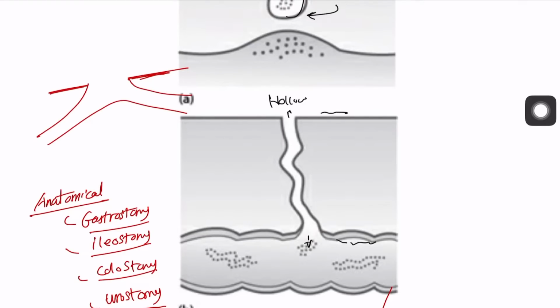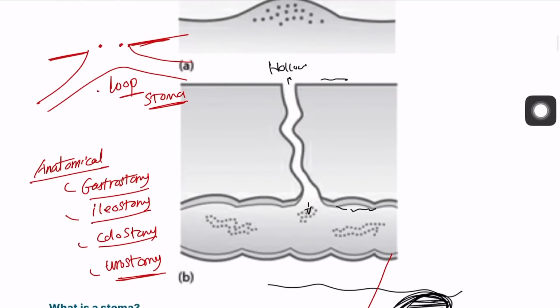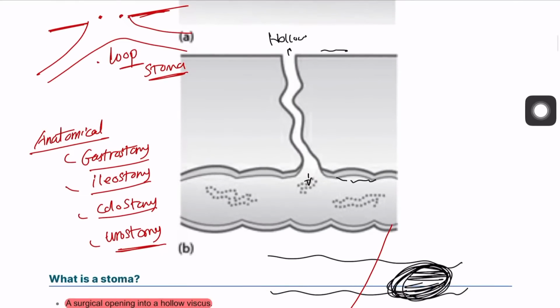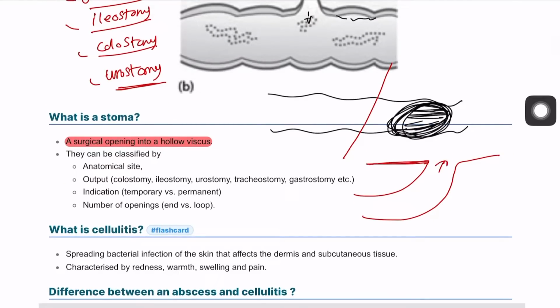Okay. So now this one can have two lumens or two openings. All right. So this is called a loop stoma. And most of the time, it can be a loop colostomy or ileostomy, really. All right. So that's a loop stoma. And the one which I drew early, if you have like this one, that's an end stoma, because obviously the distal part will be just lying in there.